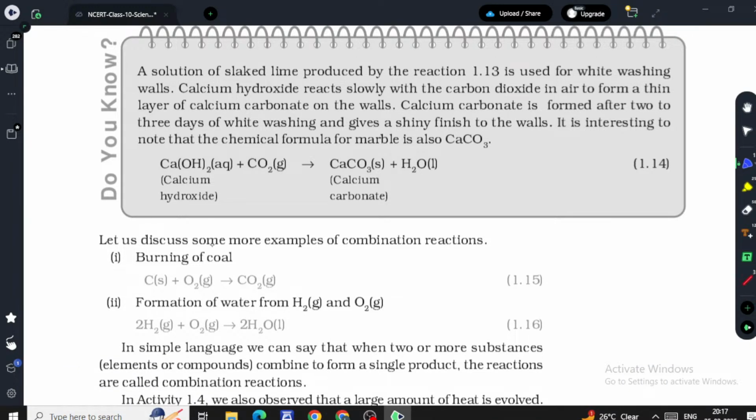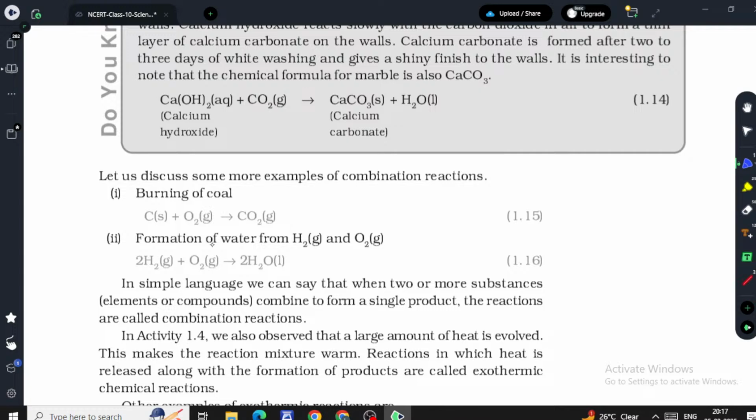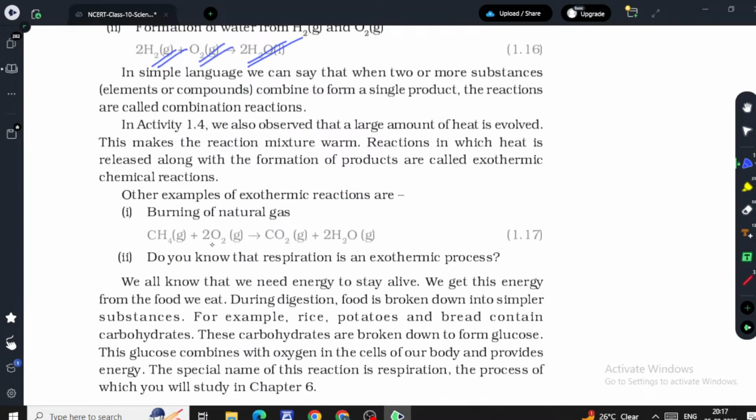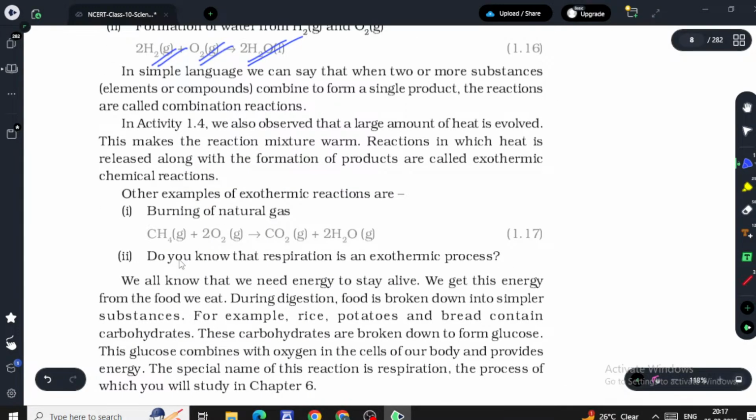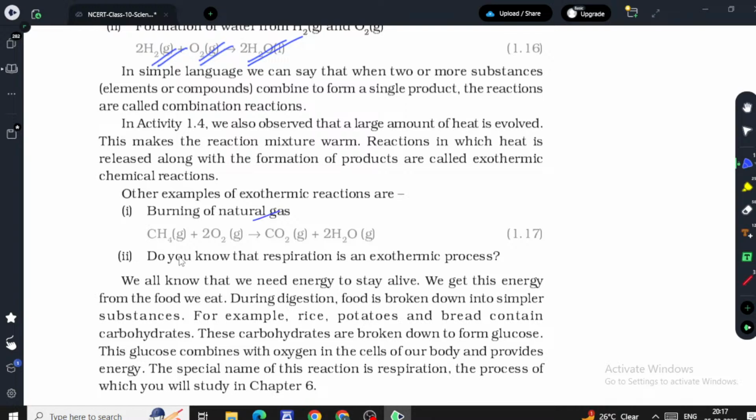Okay, there are other examples, such as burning of coal. Carbon plus oxygen equals carbon dioxide, hydrogen plus oxygen equals water. These are the basic equations. Here, burning of natural gas, methane: CH4 plus O2 equals carbon dioxide plus H2O.